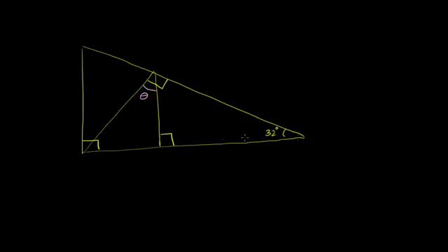So this diagram over here, I have this big triangle, and then I have all these other little triangles inside of this big triangle. And what I want to do is see if I can figure out the measure of this angle right here. And we'll call that measure theta. And they tell us a few other things.